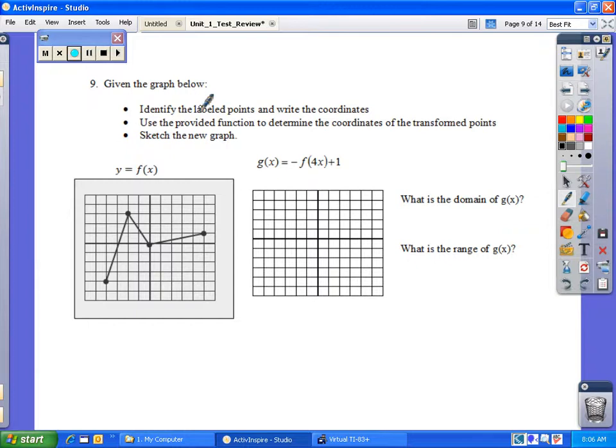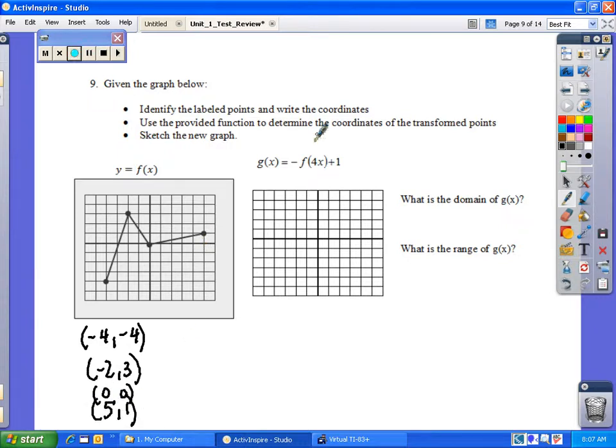Okay, so for this I'm going to identify first the labeled points and write the coordinates. Then I'm going to use the provided function to determine the coordinates of the transformed points, and then finally sketch the new graph. So first off, I'm going to determine my coordinates. I'm going to go from left to right. So 1, 2, 3, 4, 1, 2, 3, 4. So that's negative 4, negative 4. My next point is at negative 2, 3. My next point is at 0, 0. And my last point is at 1, 2, 3, 4, 5, 1.